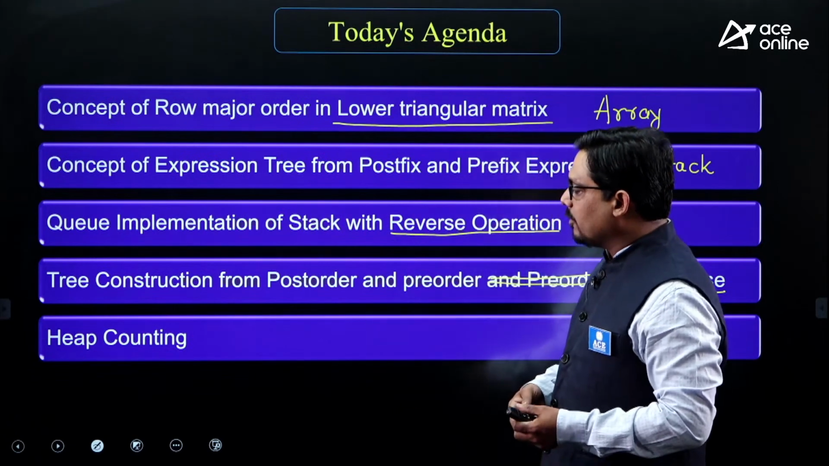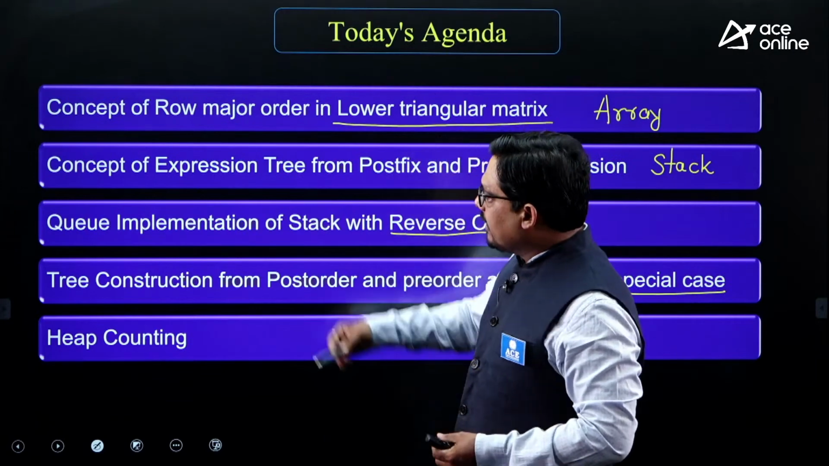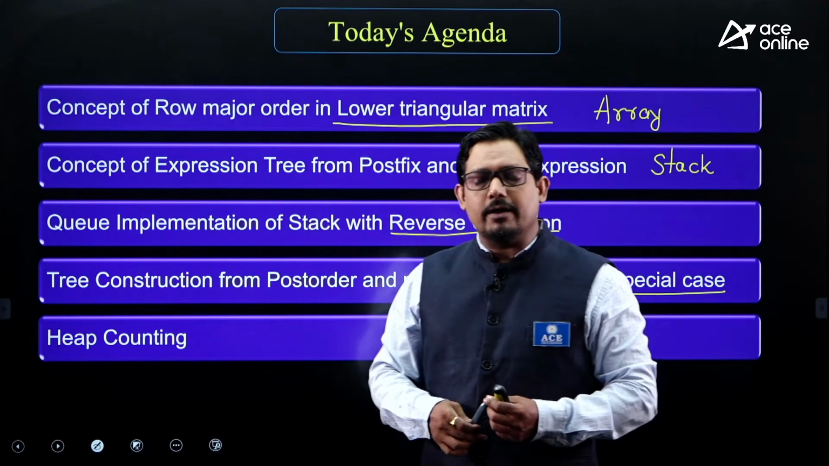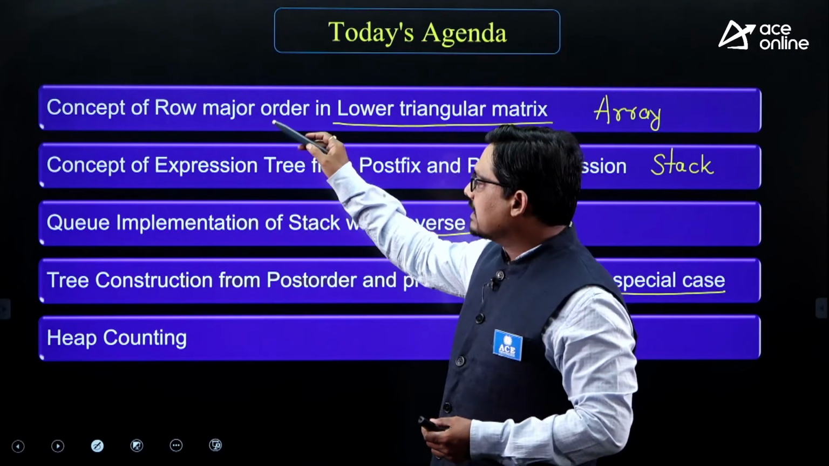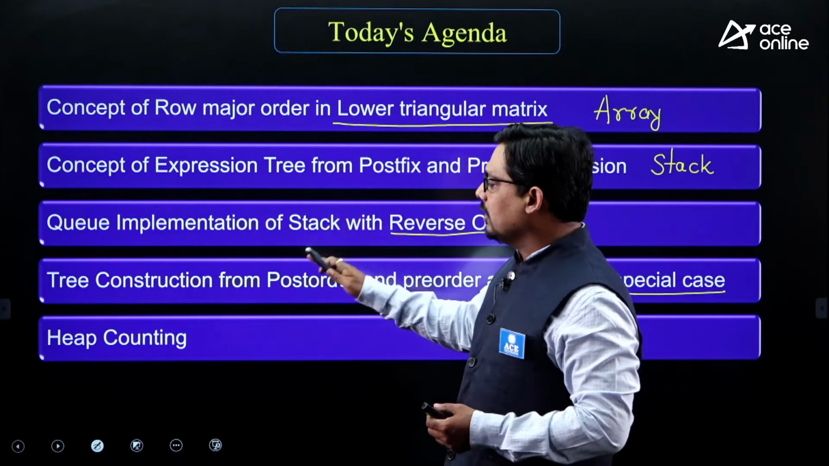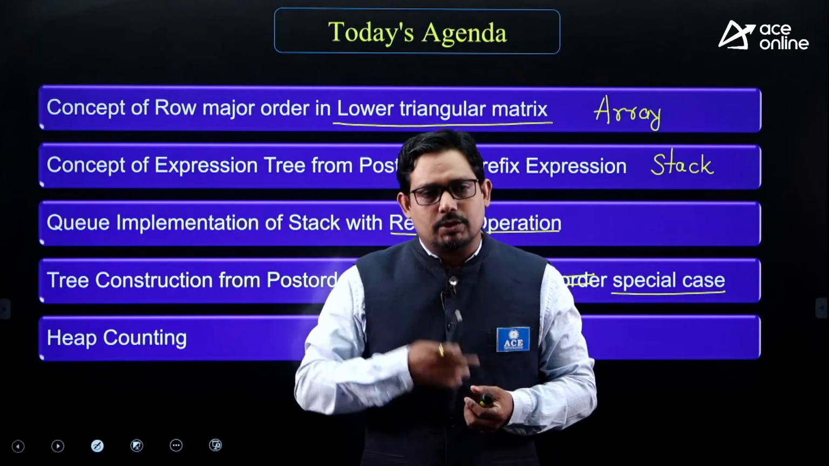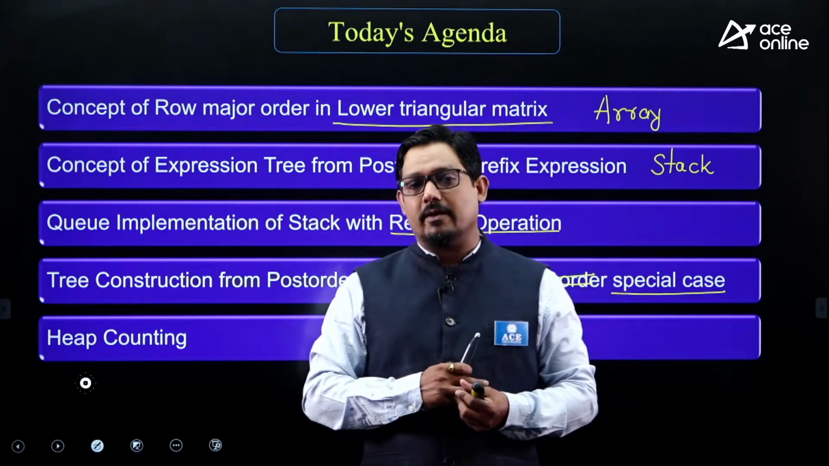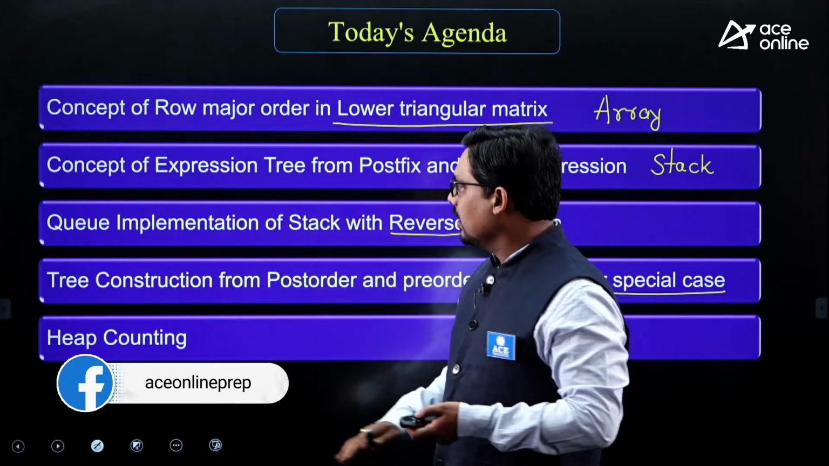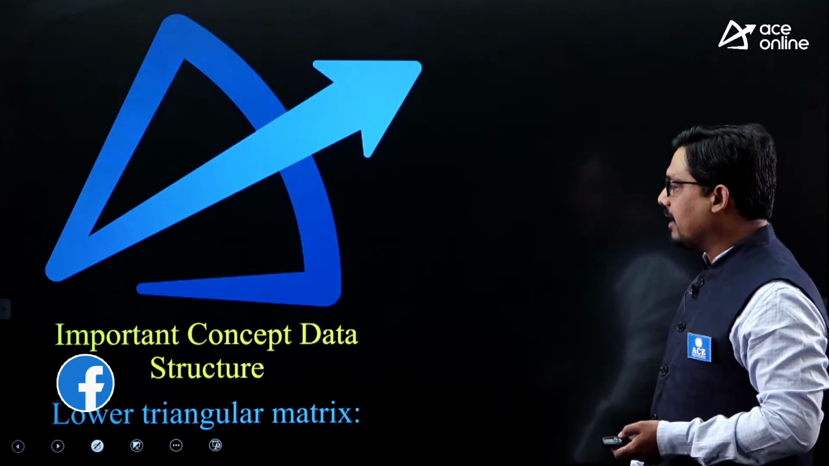Then we will see one of the methods, which in this case is heap counting. So I have selected these 5 topics for different corners of the syllabus: array, stack, queue, tree, and then binary heaps. I guarantee that this session will be really helpful for you and you are going to enjoy it thoroughly. So let's start with the first concept, the lower triangular matrix.